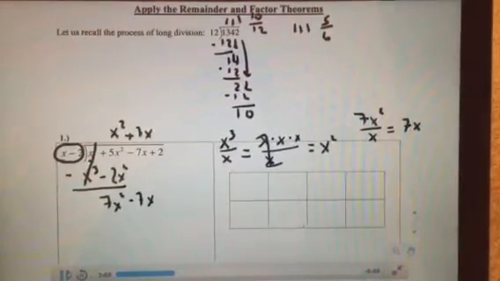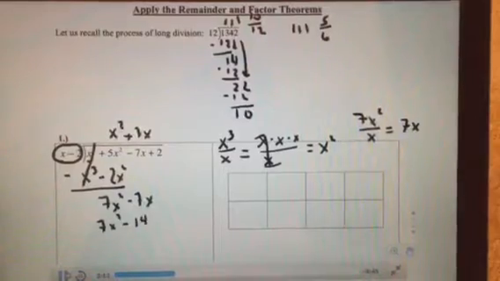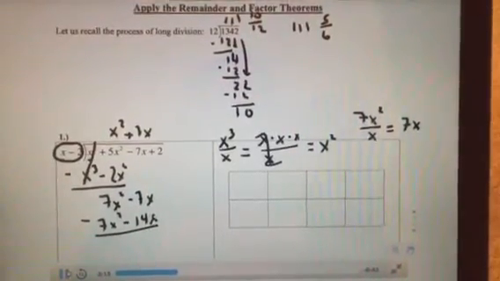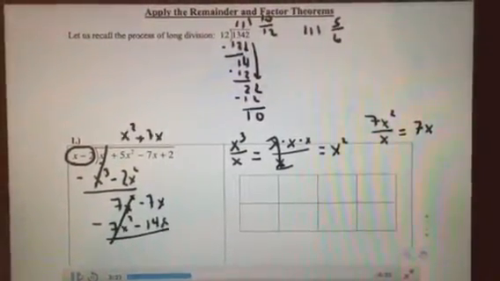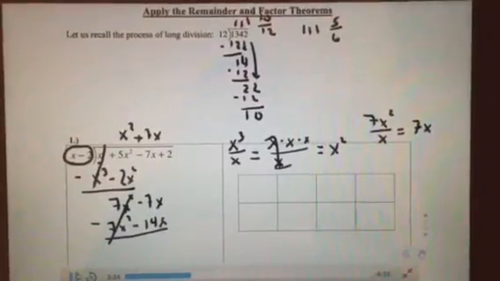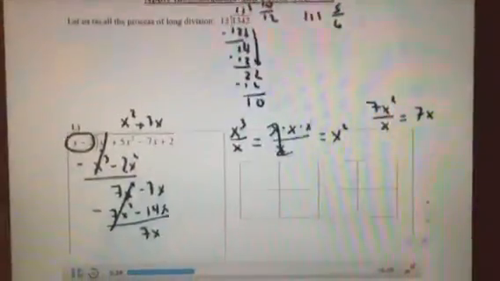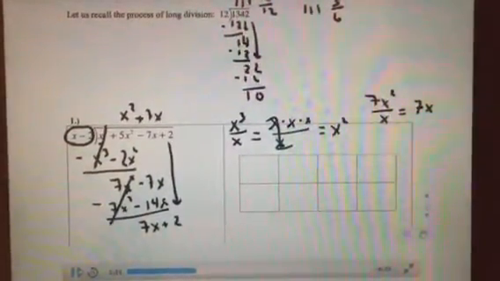We're going to take 7x times x minus 2 and get 7x squared minus 14x. We're going to subtract again. 7x squared, take away 7x squared is 0. That place value drops out. Negative 7, take away negative 14 is really negative 7 plus 14, which gives us 7x. And we bring down the next place value.